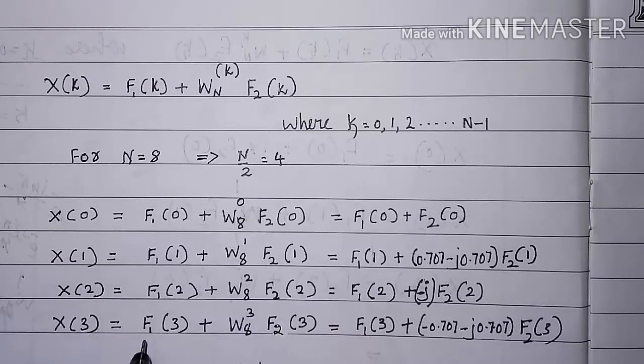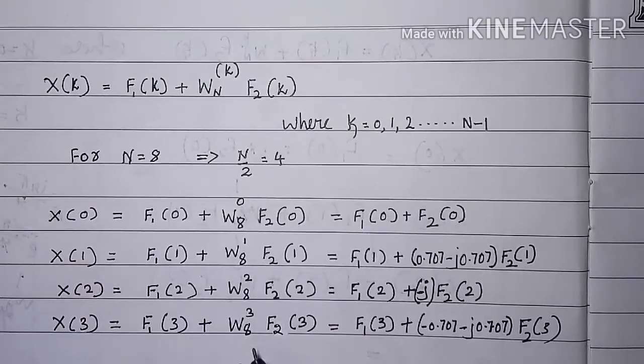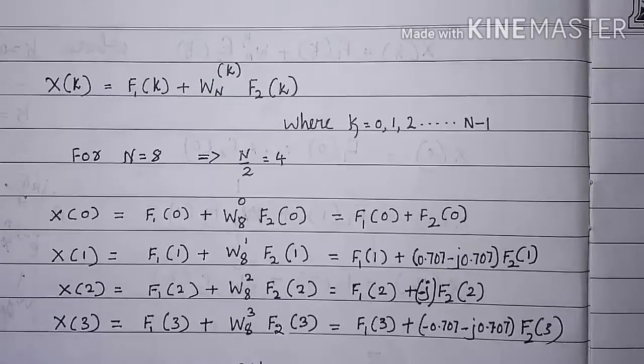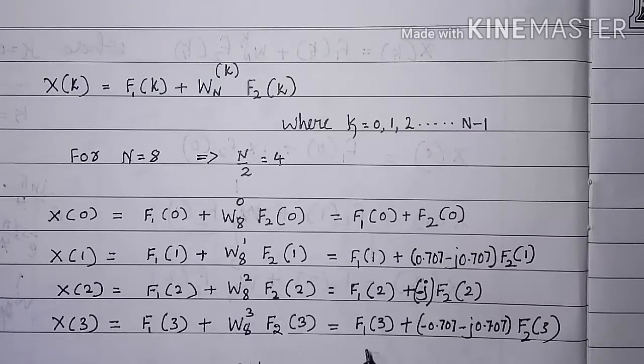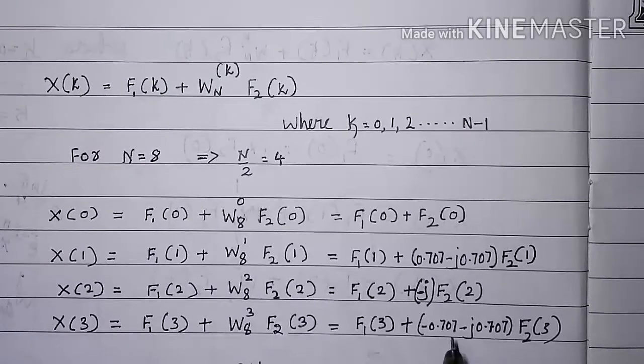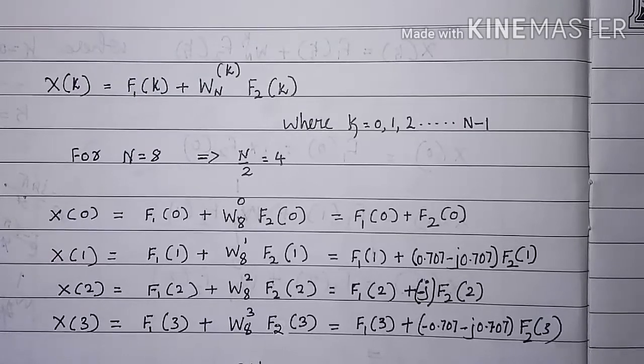X of 3 equal to F1 of 3 plus W8 raised to 3 into F2 of 3. But W8 raised to 3 is minus 0.707 minus j 0.707. Therefore, X of 3 can be written as F1 of 3 plus bracket minus 0.707 minus j 0.707 into F2 of 3.